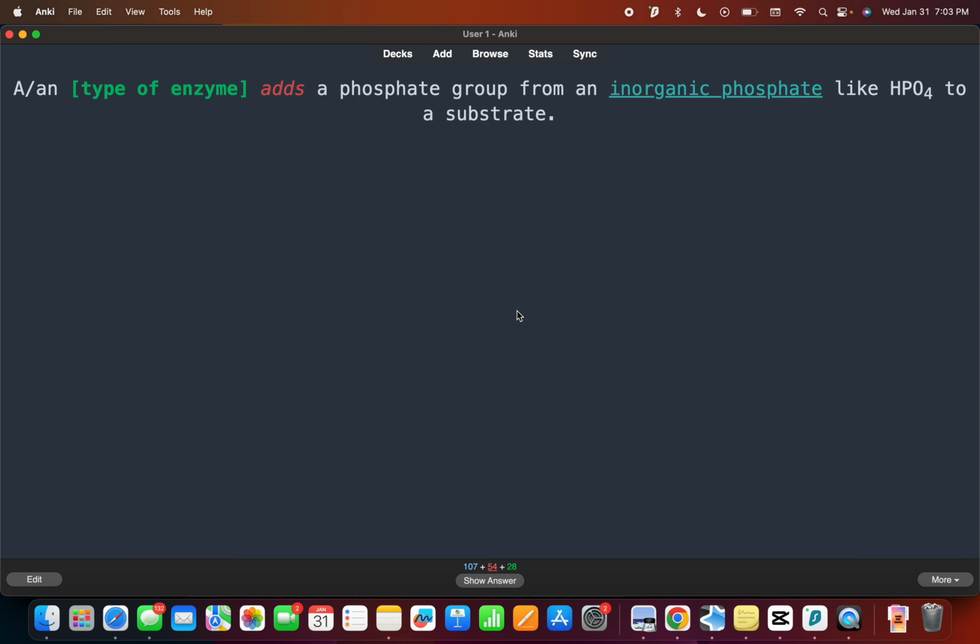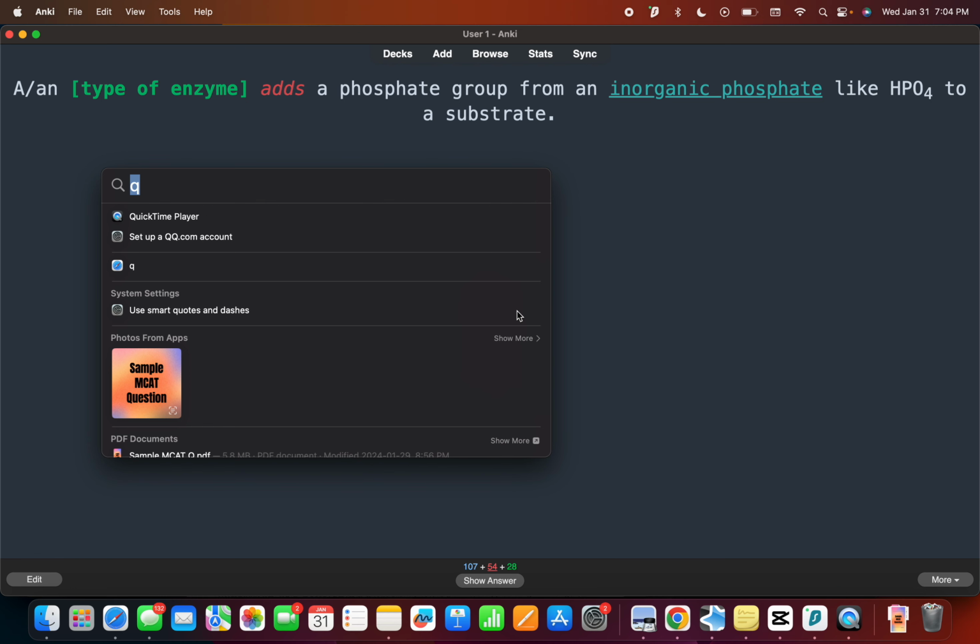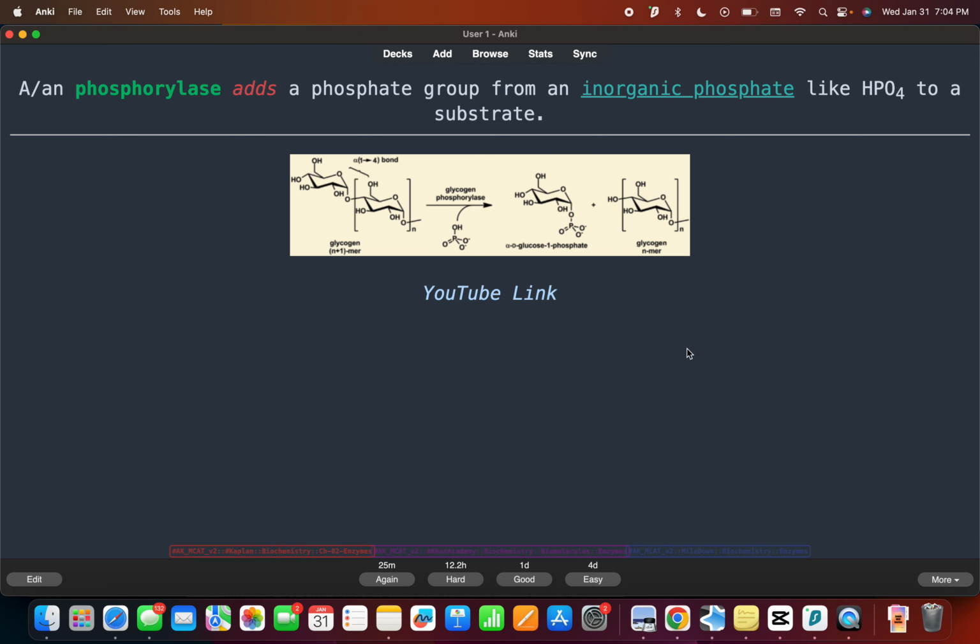What adds a phosphate group? We know it's a phosphorylase, from an inorganic phosphate like HPO4 to a substrate. Phosphorylase. Glycogen phosphorylase adds a phosphate group to glycogen and just elongates the glycogen, right?